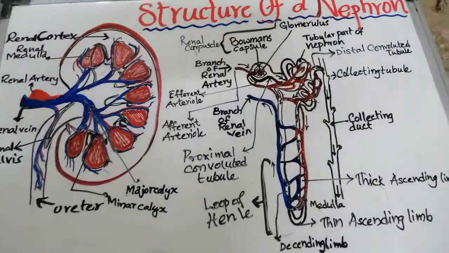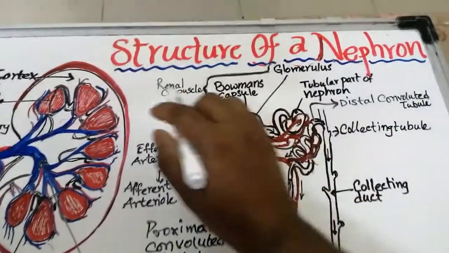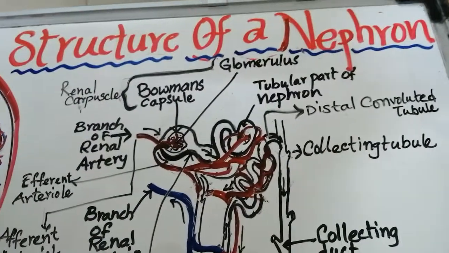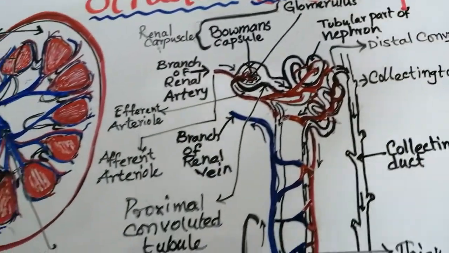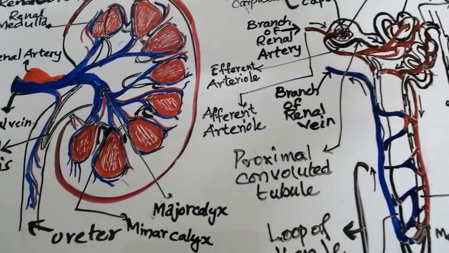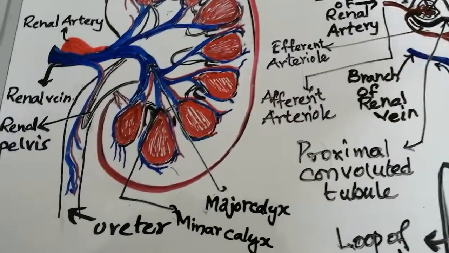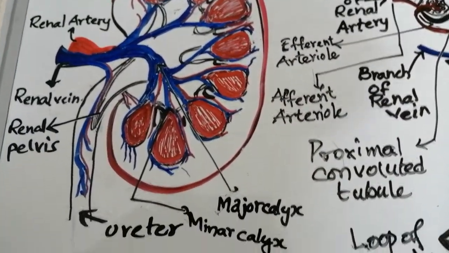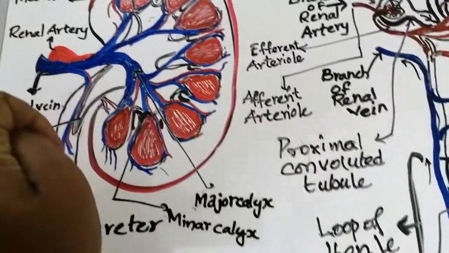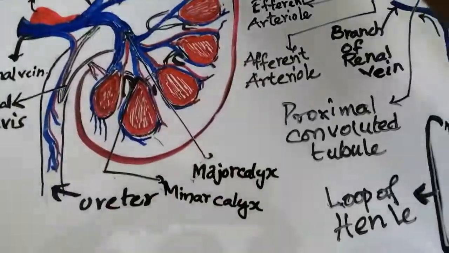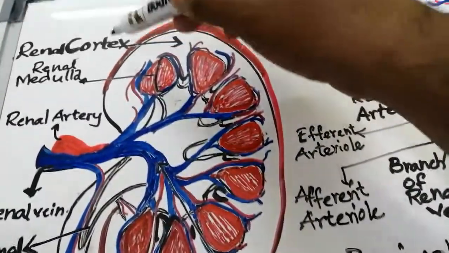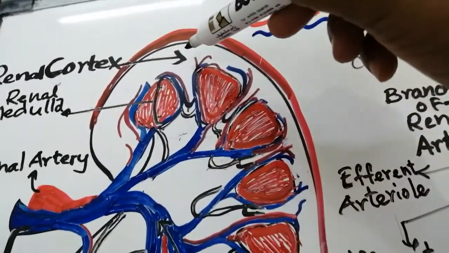Hello students, today we are going to discuss the structure of a nephron. First of all, let's discuss the structure. You can see here a section of a kidney. In that you can see this part. First of all, this is called the renal cortex.